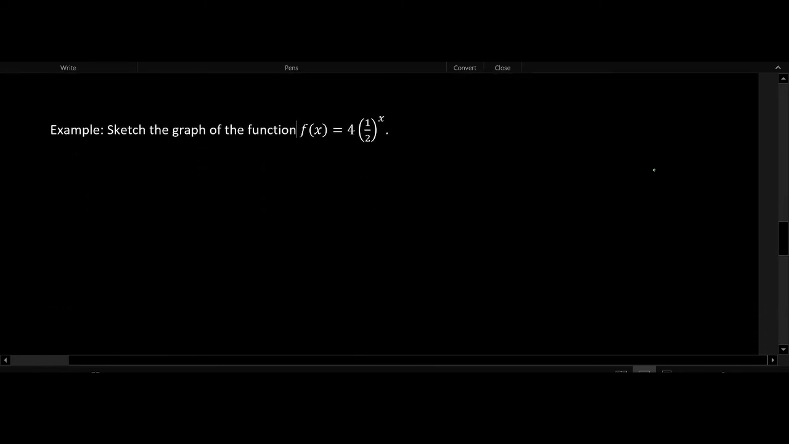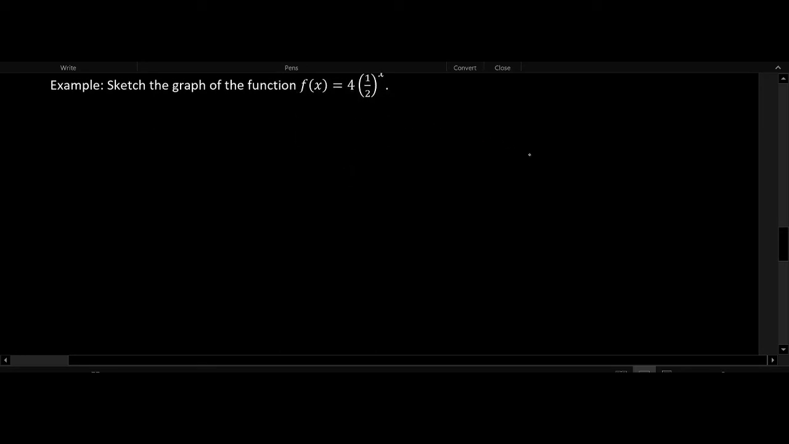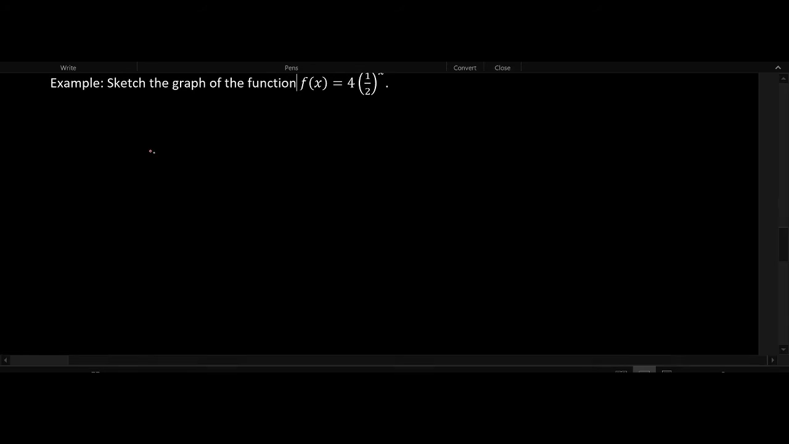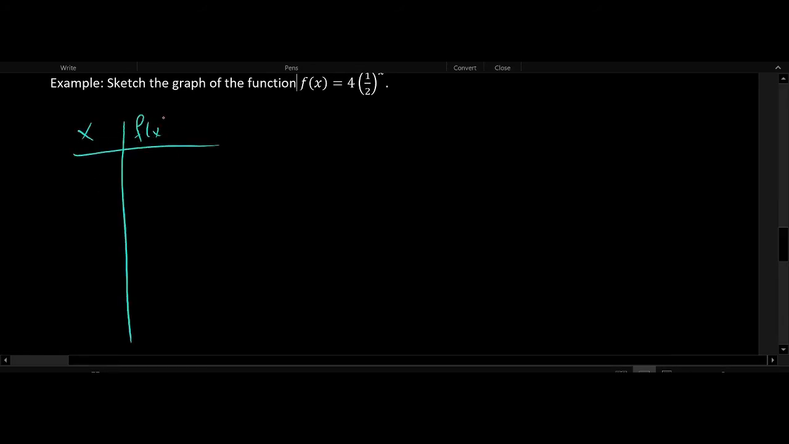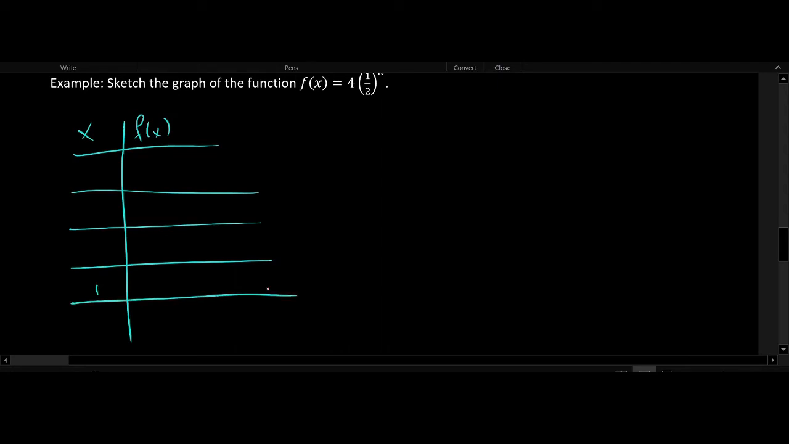Here we have a base which is equal to a fraction. Sketch the graph of the function f of x equals 4 times 1/2 to the power x. Okay, so here we have our table of values, x against f of x. And let's start as before, maybe with x is equal to 1. Now when x is equal to 1, I'm dealing with 4 times 1/2 to the power 1, which is equal to 4 times 1/2. So if you cut 4 in half, the result is 2.